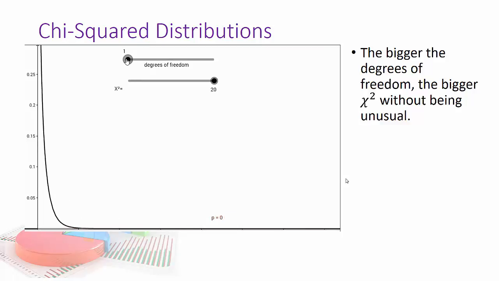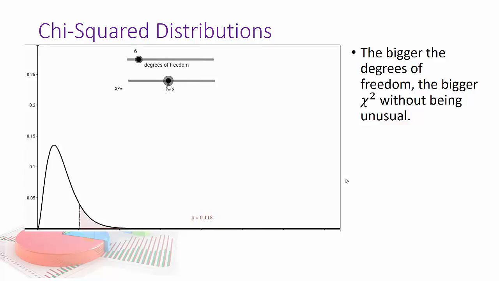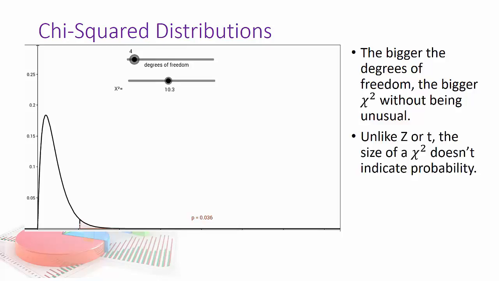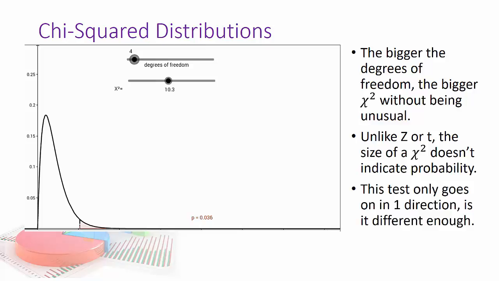Why does that make sense? Well, that makes sense because if we have more terms and all we're doing is adding the relative sizes, we get a bigger number when we get chi-squared. So the more terms we have, or the more counts, the more categories we have, the bigger the degrees of freedom. Unlike z or t, just saying my chi-squared is this doesn't indicate any probability. And you'll notice this test only goes in one direction. There is no left side here. It's only to the right.